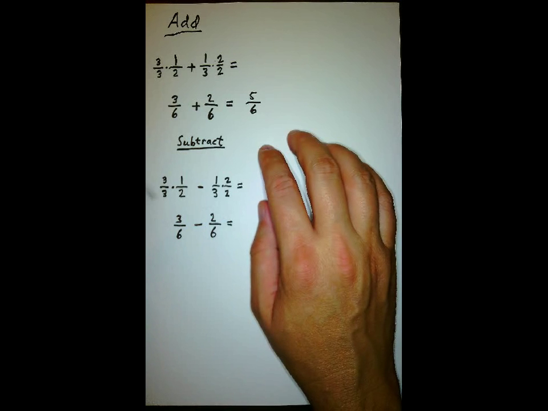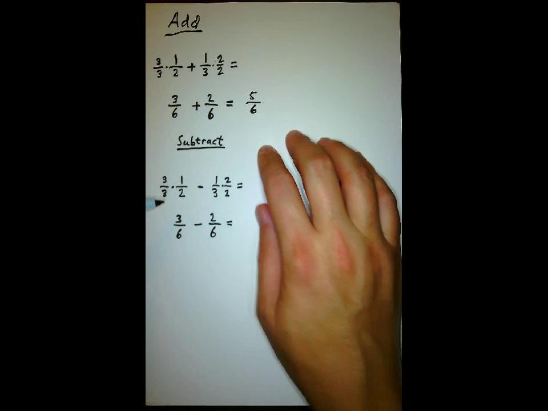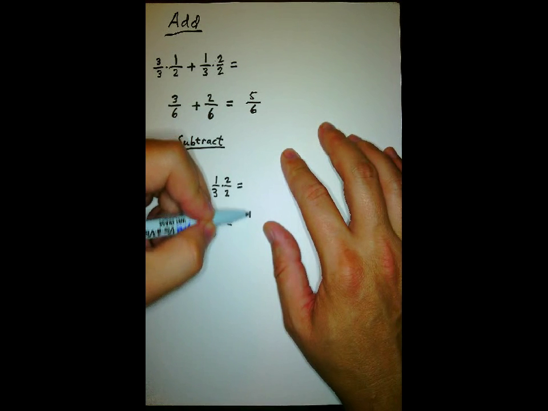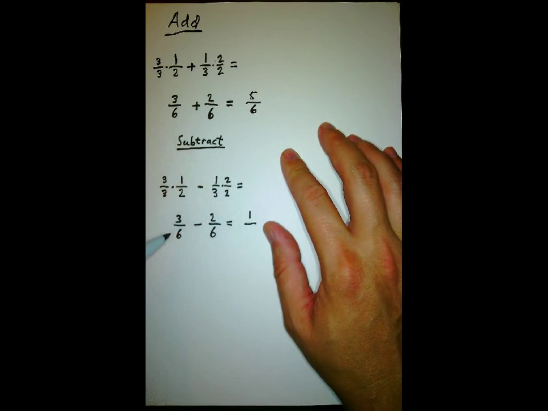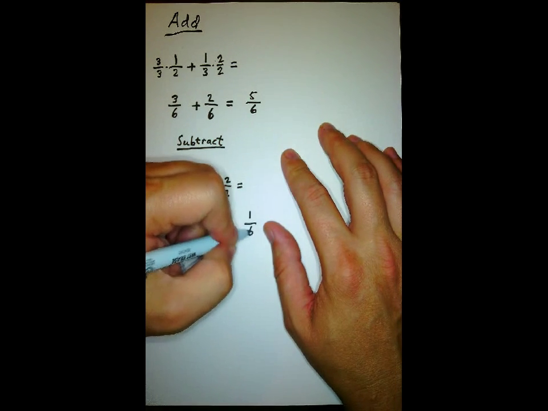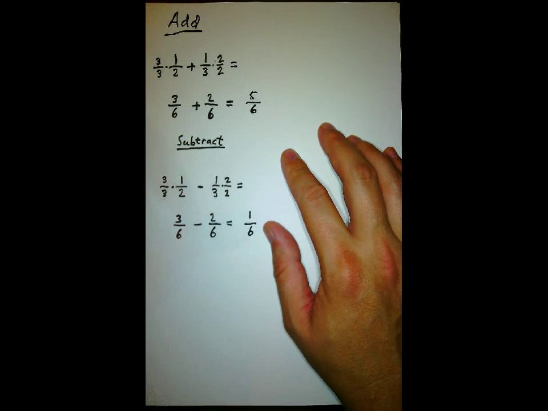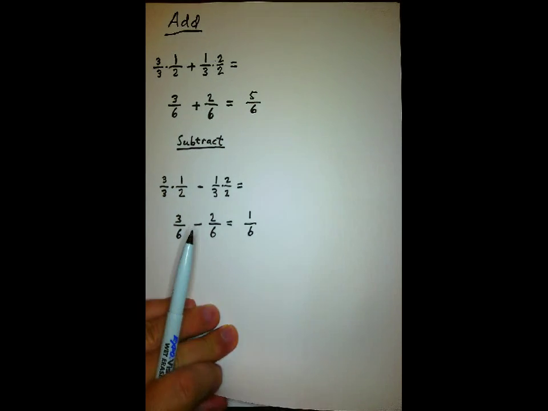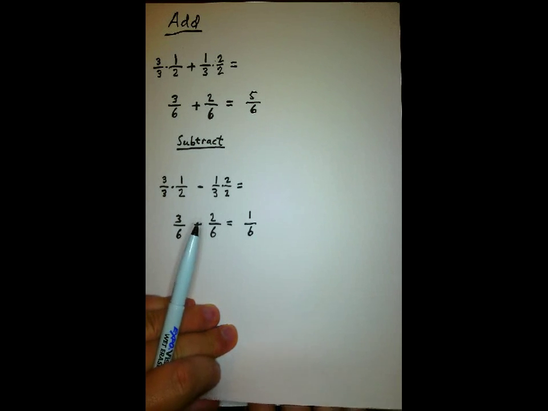Alright, and now this is just a regular old everyday subtraction problem, right? 3 minus 2 is 1. And then just like up here, we just kept the 6. We have a 6, we're just going to keep the 6. So 1 over 6. So there's addition and subtraction. Let me go to a new page and we're going to do multiplication and division.